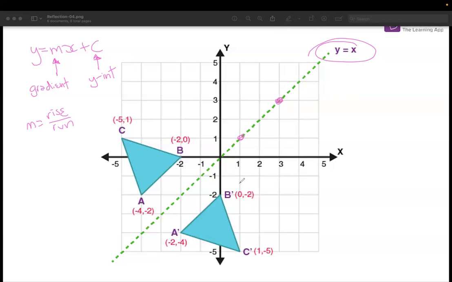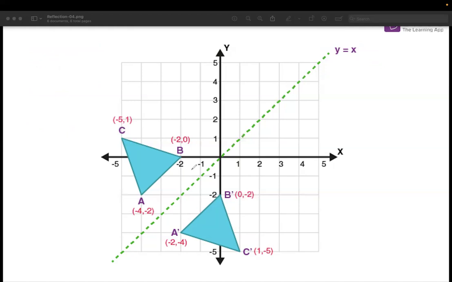So sometimes they're actually going to just give you a mirror line. So before we were drawing the mirror line ourselves, just saying, hey, where is it? Now they're going to give you the mirror line or not, and you have to come up with the equation of the mirror line, okay? So something like that's pretty obvious. y equals x. That one's really easy. Let's have a look at some examples.